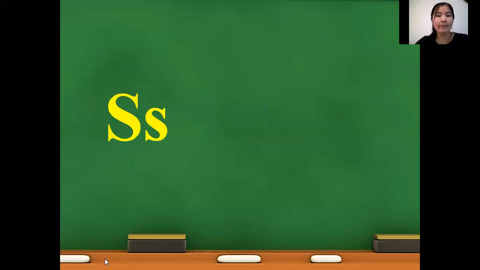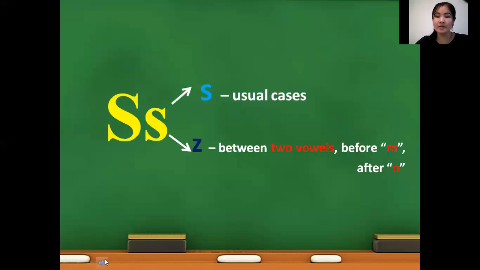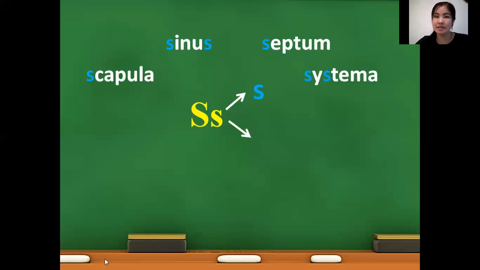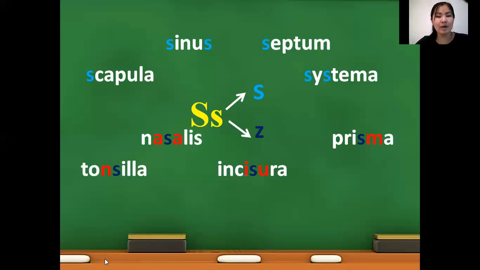S is usually pronounced as S, but when it is written between two vowels, before M, or after N, we pronounce it softer, as Z. So read as S: sinus, septum, scapula, sistema. Read as Z: nasalis, prisma, tonsila, incisura.